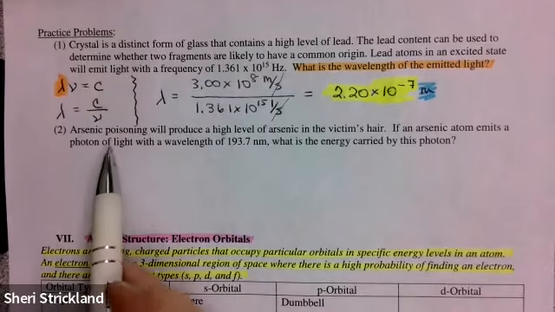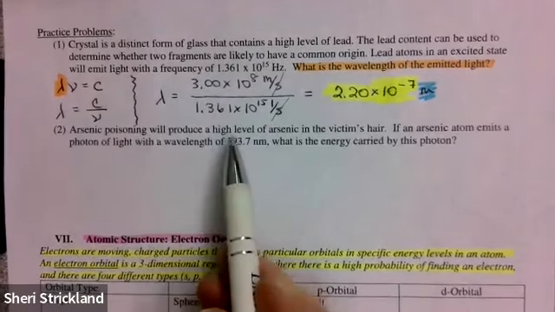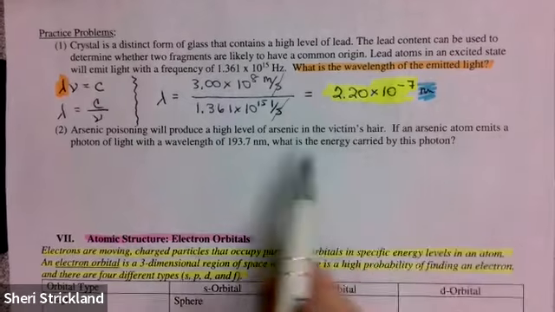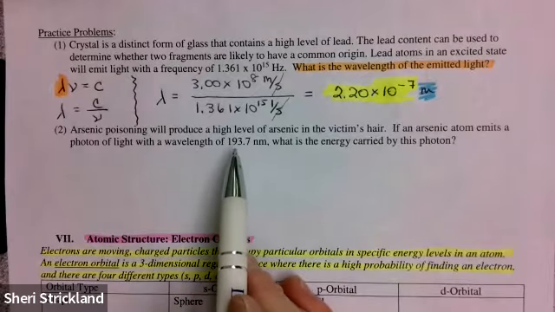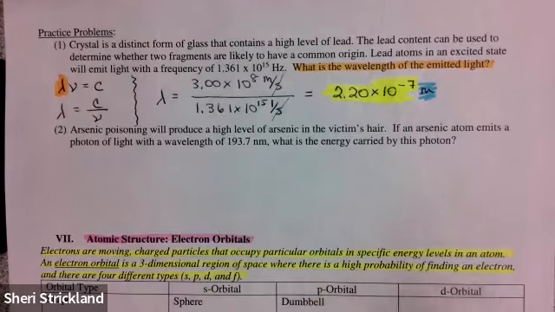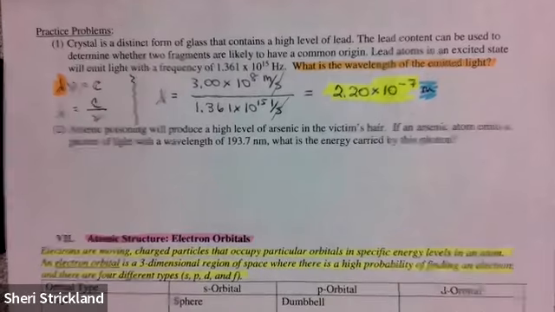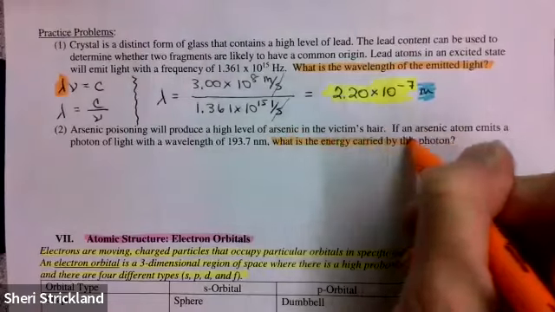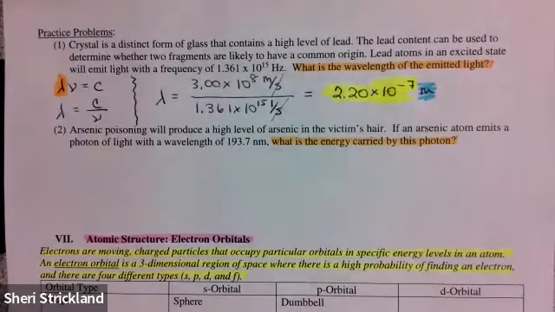All right, let's look at this one. Arsenic poisoning will produce a high level of arsenic in the victim's hair. If an arsenic atom emits a photon of light with a wavelength of 193.7 nanometers, what is the energy carried by this photon? Okay, so we want to know energy. And we're coming from wavelength.